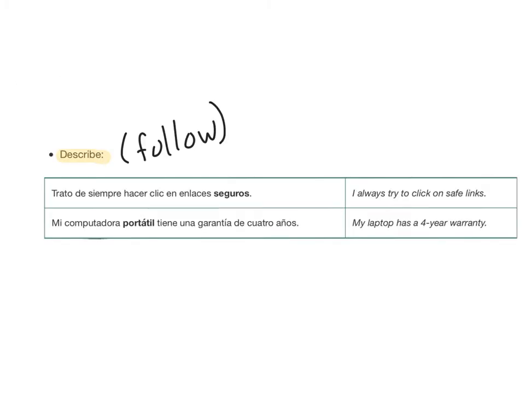And then this is the rule that you're probably more familiar with. Usually, adjectives follow nouns when they're describing them. Trato de siempre hacer clic en enlaces seguros. So here's the noun, here's the adjective, and the adjective's following the noun. I always try to click on safe links. Mi computadora portátil tiene una garantía de 4 años. Here's the noun, here's the adjective, normal rule. My laptop has a 4-year warranty.